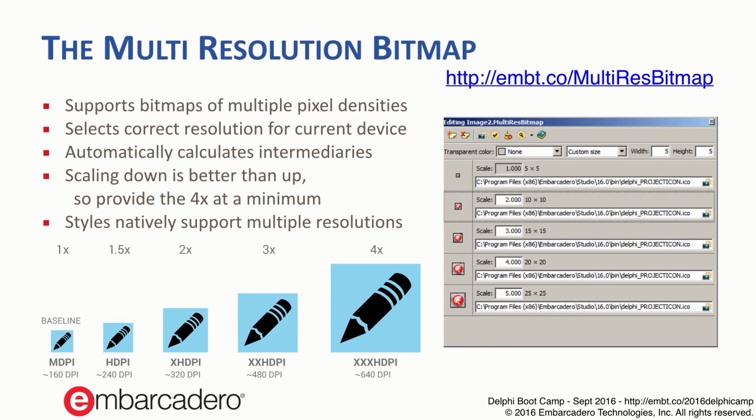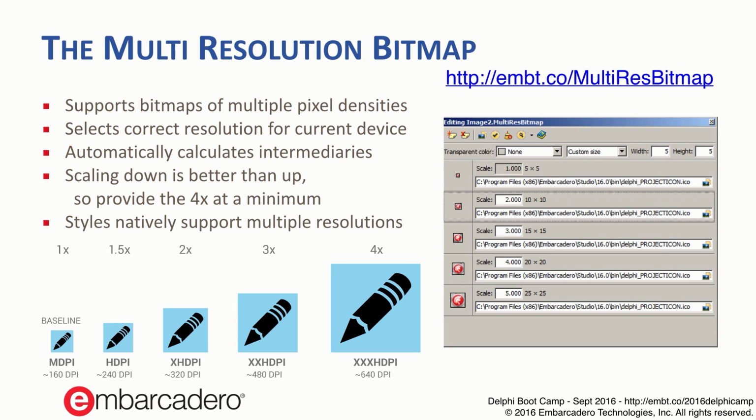So how do you deal with all these different screen densities? That is the multi-resolution bitmap. Now, by default or built in automatically, all of our styles use the multi-resolution bitmap behind the scenes so that they have the different resolutions necessary to support all these different screen densities.